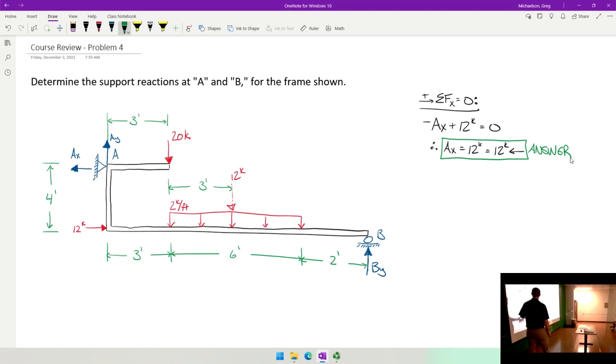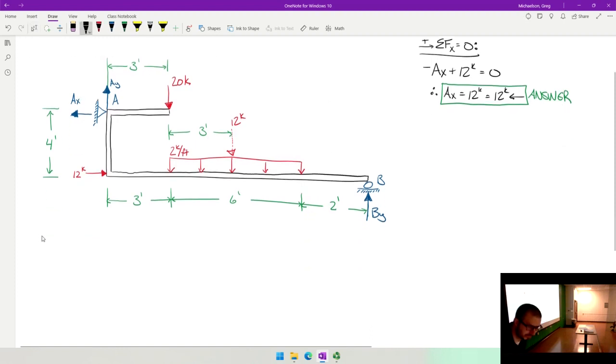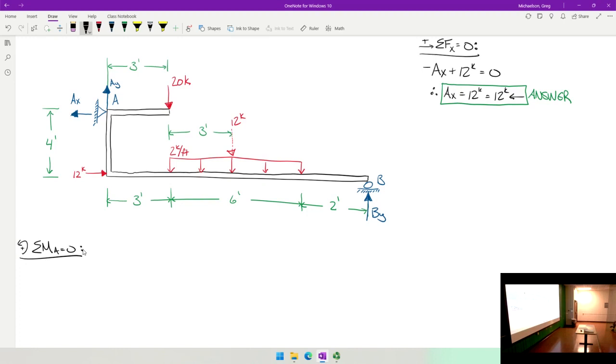Now I've got two remaining unknowns. I've taken care of this one. I've got an unknown here and an unknown here. So I'm going to sum moments. Typically what I like to do is sum moments at a location where a lot of my forces intersect, so I'm going to sum moments at A. I'm going to do that down here because that equation might get a little long. Let's sum moments about the A support and see what By needs to be in order for them to equal 0. If I'm summing moments at A, I do not consider AX and AY.